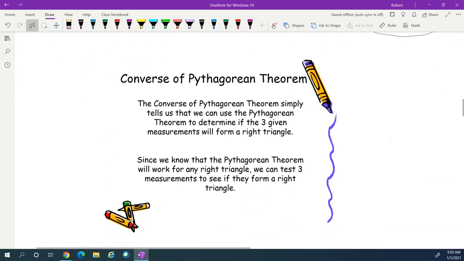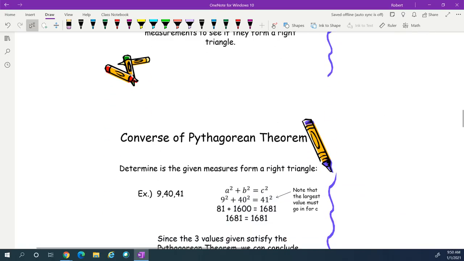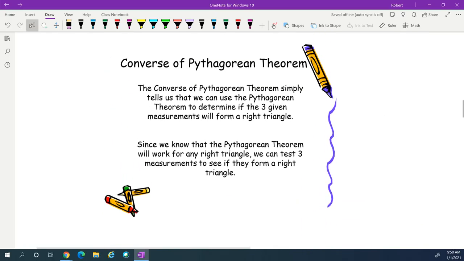Now that brings us to the converse of the Pythagorean theorem, which converse effectively just means we're going to do it backwards. The Pythagorean theorem said, if it's a right triangle, then a squared plus b squared equals c squared. Converse means we're going to switch it and say, if a squared plus b squared equals c squared, so we're going to plug in all the numbers, and if that worked, then we can be confident that this is a right triangle.